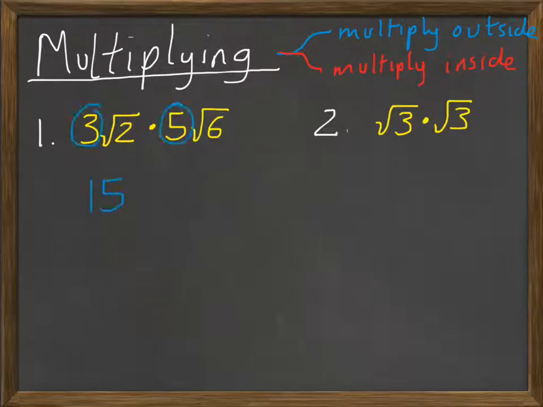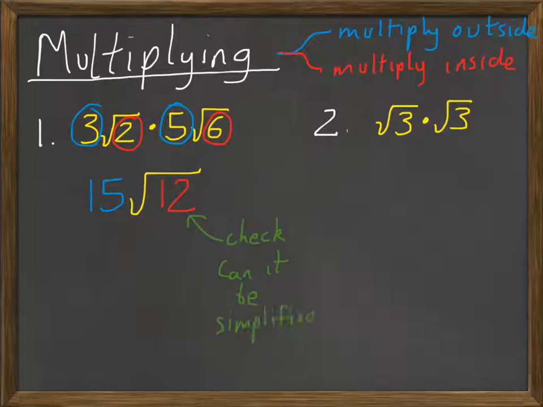To multiply the numbers outside, I do 3 times 5, which is 15. Then I need to multiply the numbers inside, so 2 times 6 would be 12. That number goes inside. So I have 15 times the square root of 12. You do always need to check, though, whenever you get to this point, can this square root be simplified? Well, in this case, yes it can.